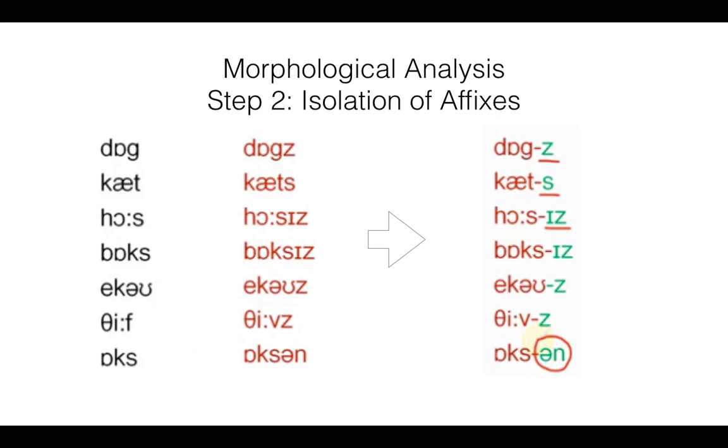Now I try to make it clear that there are different pronunciations of the same morpheme. The plural S morpheme has different manifestations. Sometimes it's pronounced S, sometimes Z, and sometimes is. And sometimes we have something else, which is for oxen.